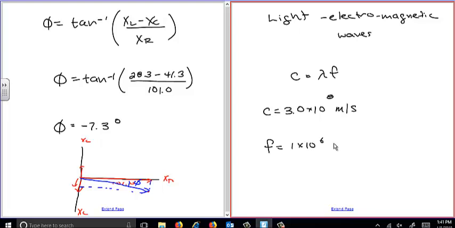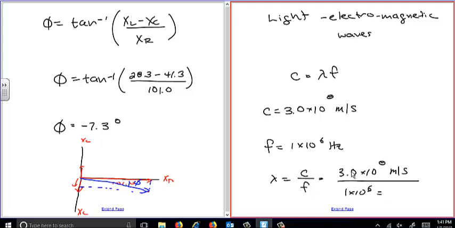1,000,000 hertz. I don't even know if this frequency is in the visible spectrum, but you can still calculate lambda. If you solve for lambda from this equation, it's just the speed of light divided by F. So we have 3.0 times 10 to the 8th. This is probably more like a radio wave. F is 1 times 10 to the 6th.